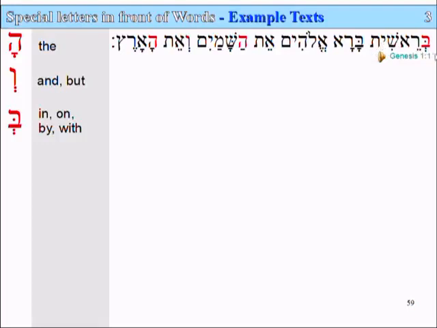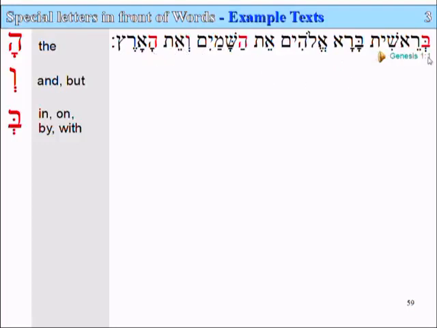And the very word Bereshit means in the first, or in the head, or in the chief, or in the beginning. So the Be means in, and Reshit means first. Of course, all of these words you won't necessarily know. That's not important. The important thing is to see how often these letters appear in the sentences.